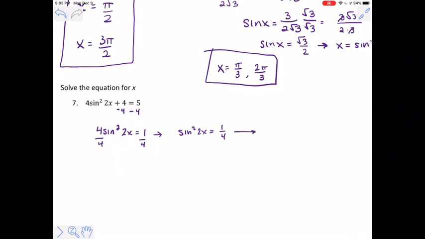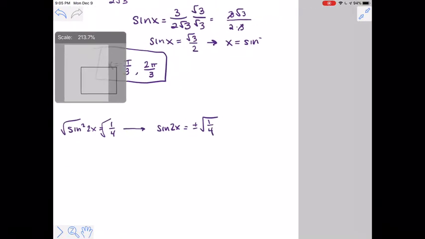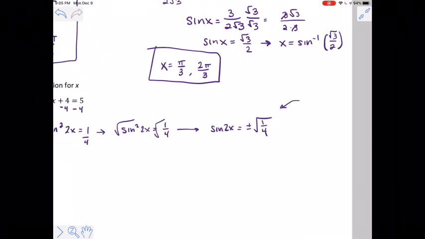Now, if you square root both sides like that, you're going to get sine 2x equals plus or minus square root of 1/4. And then it's just something to keep in mind, the square root of 1/4 is the square root of 1 over the square root of 4, which is 2. So this is just 1/2. So sine 2x equals plus or minus 1/2.